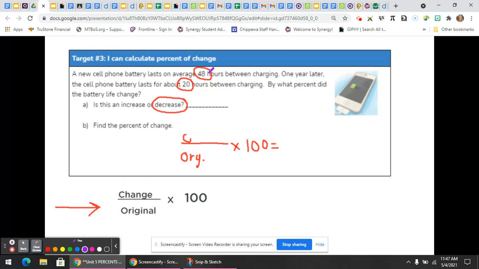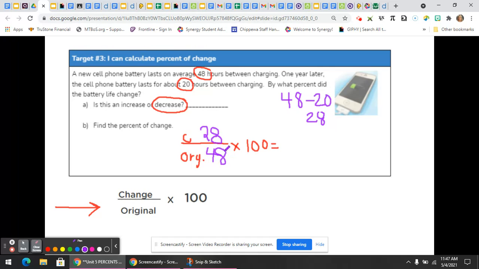It starts at 48 and it goes down to 20. So I'm going to take 48 minus 20. That gives me a change of 28. So my change right here would be a 28 on the top. Double check that. Many of you had 20. 20 isn't the change. It's how much from 48 to 20 did it go down. So it went down 28. Then the original is where it started first. The original starts at 48.